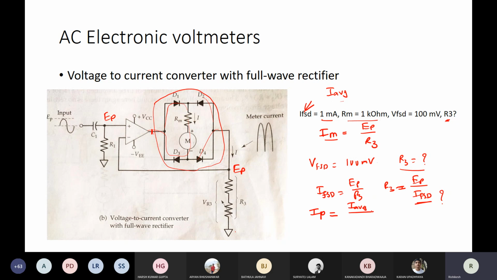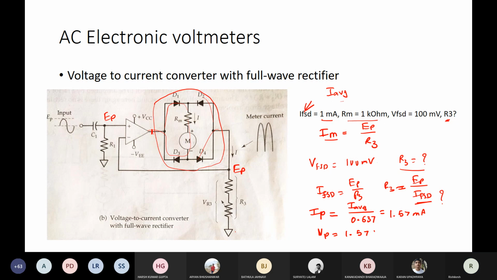I average divided by 0.637, right? Now I average is given as maximum 1 milliampere. So I peak is how much? 1.57 milliampere, right? Then what is V peak? 1.57 volt.